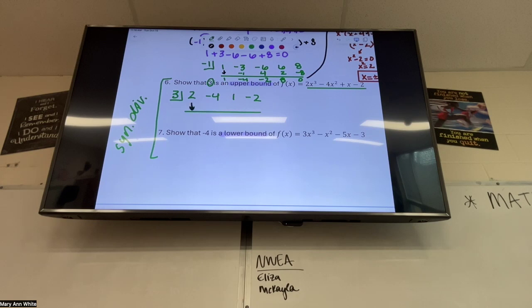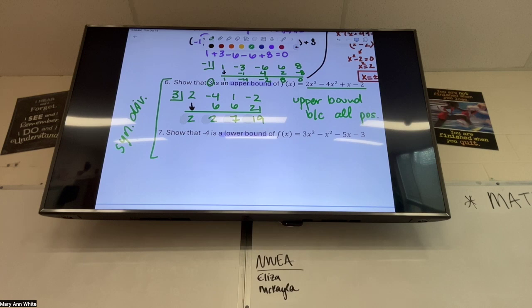Do your synthetic division out. At this point, it should be pretty second nature to all of us. Now, because it's a bound does not mean that it's going to have a remainder of 0, okay? We don't even need to write this in like a polynomial equation, okay? All I care about here is the pattern of these numbers. All of these numbers are positive. When you do synthetic division and all your answers are positive, that makes it an upper bound. So upper bound, and it's because all numbers are positive.